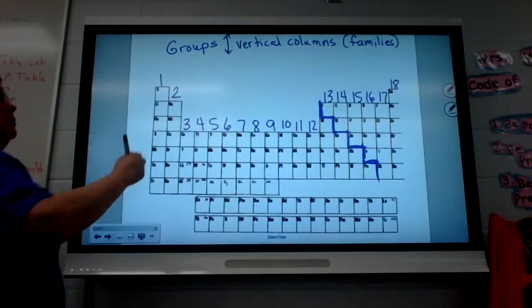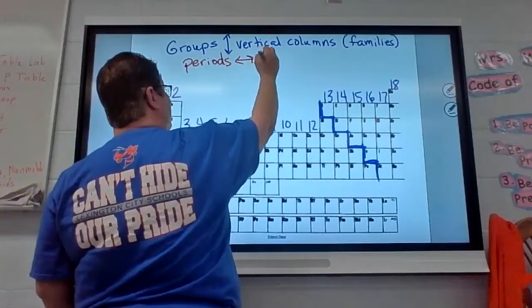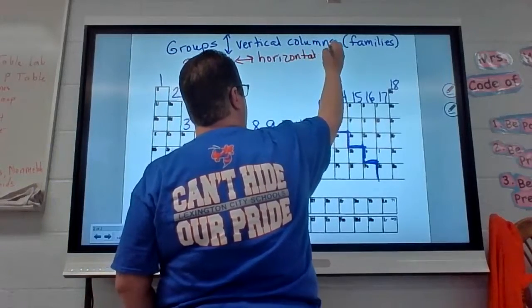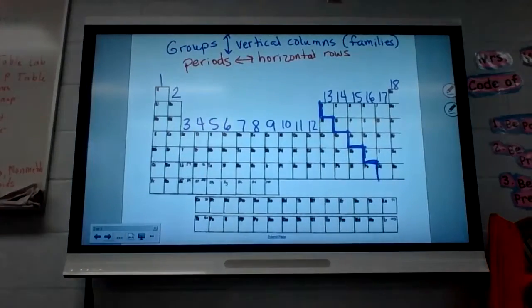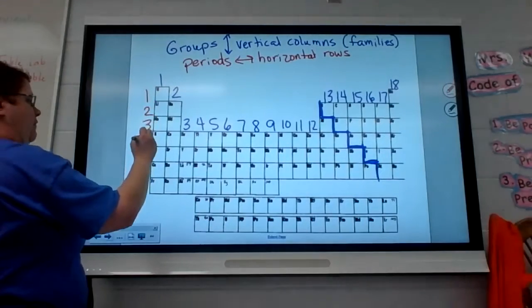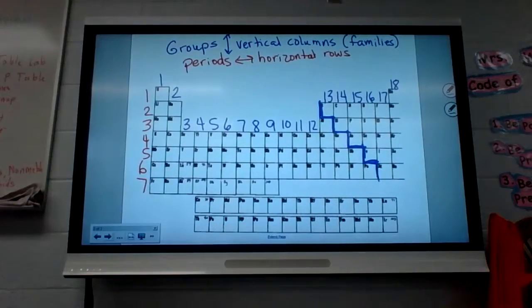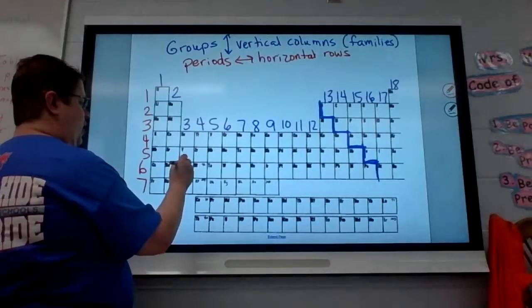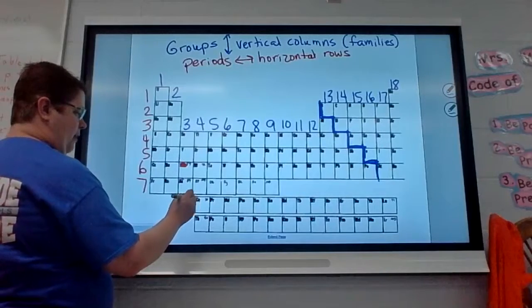Now, periods are horizontal rows. They run left to right. There are 1, 2, 3, 4, 5, 6, 7. Now, to answer Nigel's question from earlier, he asked me about the little stars on the periodic table. So since I'm talking about periods, let me go ahead and talk about that. On your periodic table, there's this little star that's right here. I just put a little dot right there. That little star goes with right there.